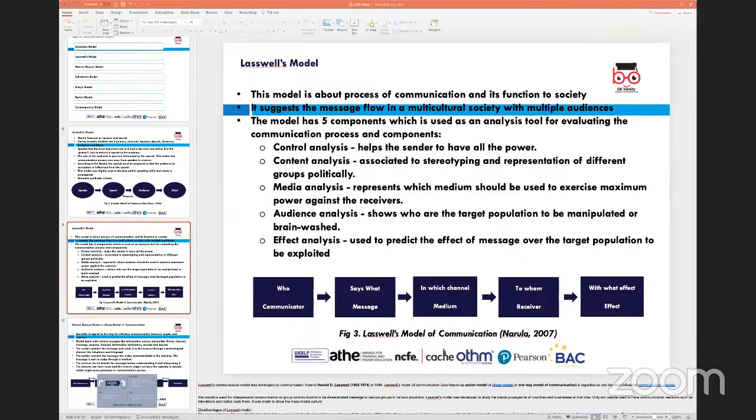So this model consists of 5 elements, as you would say: who is the communicator, what message is being communicated, what is the channel being used, to whom this message is intended to be communicated, and what could be the kind of effect which generally would be there when we look at this particular model. Now, this model is often seen as a very basic framework for analyzing communication processes and to understand the different components of communication which are involved.